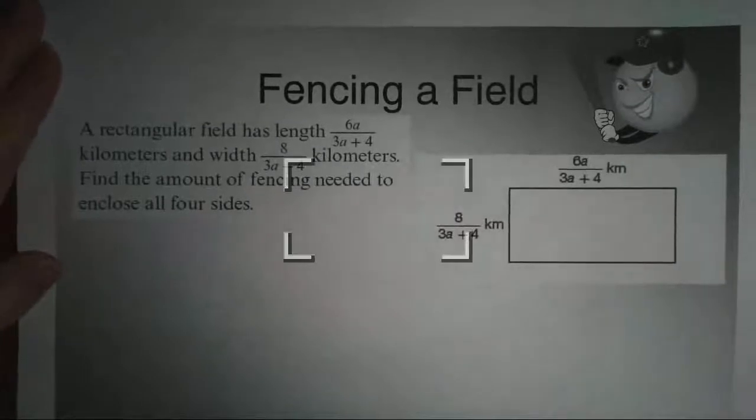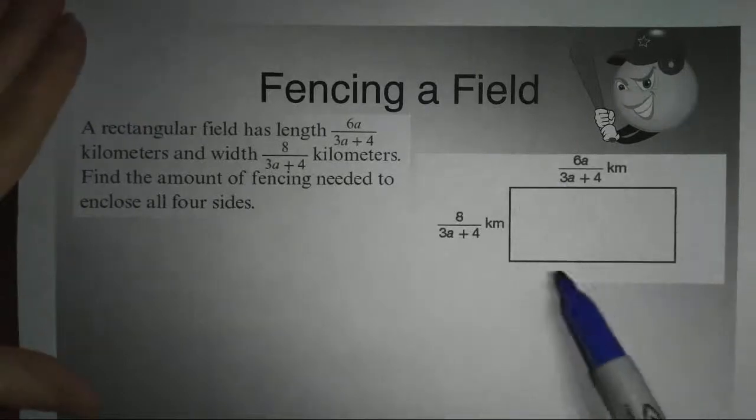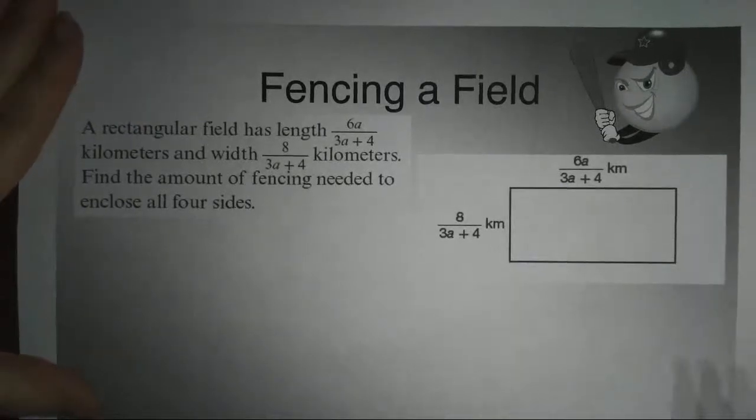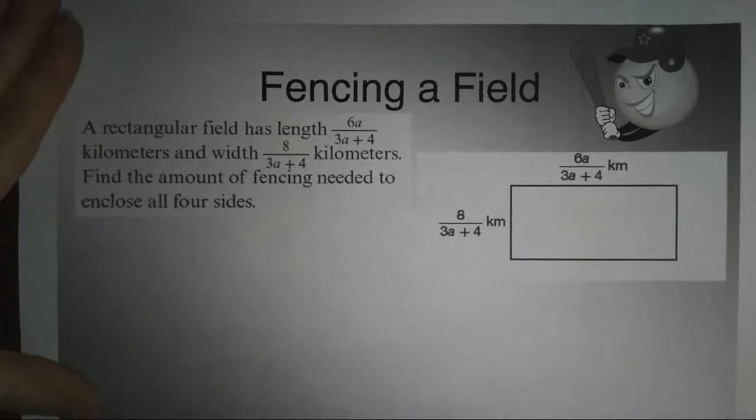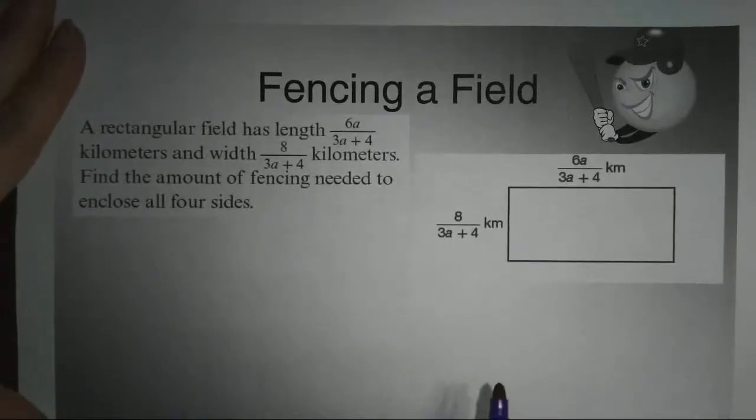And our last example involves fencing a field. A rectangular field has a length 6a over 3a plus 4 kilometers and width 8 over 3a plus 4 kilometers. Find the amount of fencing needed to enclose all 4 sides. Now, the amount of fencing needed to enclose all 4 sides is just a fancy way of saying find the perimeter of this field. And we know that to find the perimeter, we simply add up all the sides.